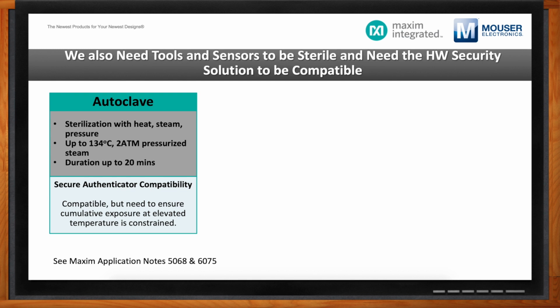The good news is these secure authenticators that we're talking about are compatible with that. But we need to ensure that the cumulative exposure at these elevated temperatures is constrained. The reason for that is we have non-volatile memory technologies in these devices. If it's floating gate E-squared memory, for example, extended periods of high temperature can cause memory contents to ultimately go away or be disturbed. So we just have to make sure it's constrained, and it's never an issue, in reality. Again, these durations are short, so cumulatively we don't have a problem.